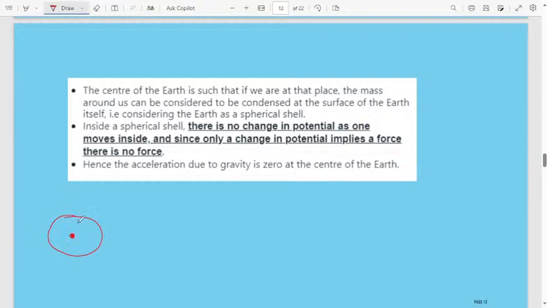Inside a spherical shell there is no change in potential as one moves inside. Since only a change in potential imparts a force, there is no force. What will happen at the center of the earth? There is no change in the potential, and also there is no external force at the center of the earth. Hence, acceleration due to gravity is zero at the center of the earth. Remember.